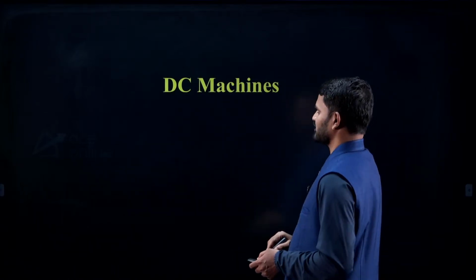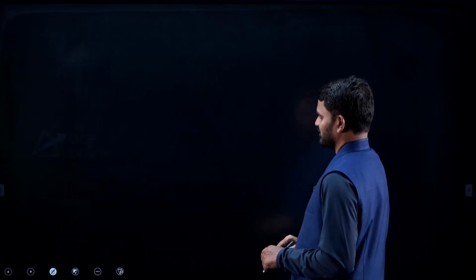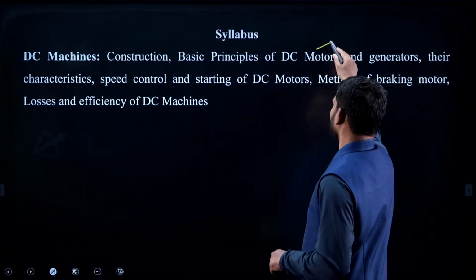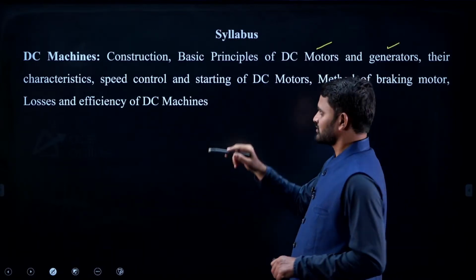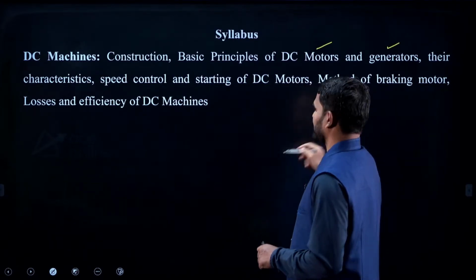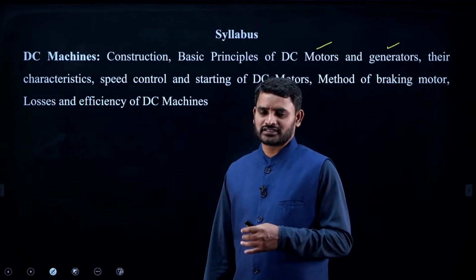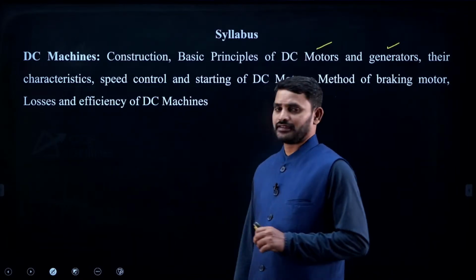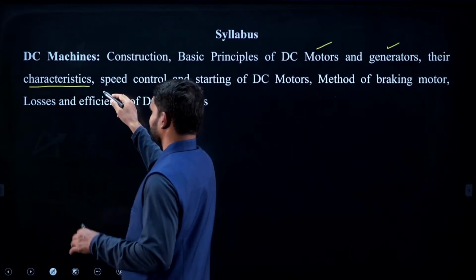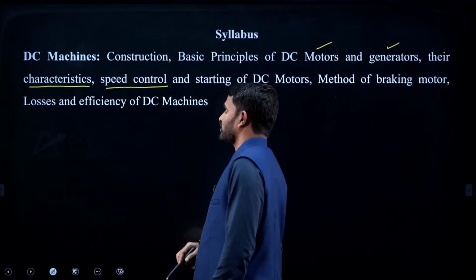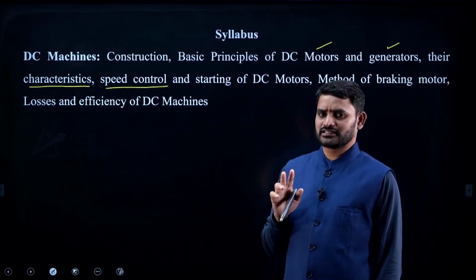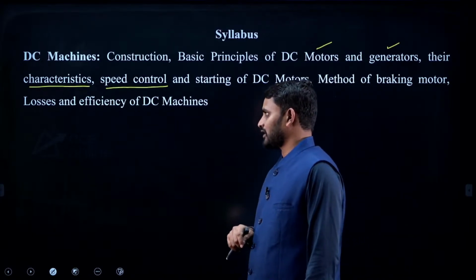The syllabus is mentioned like this: construction, principle of operation of both motor as well as generator and their characteristics, speed control of DC motors and starters for DC motors, methods of braking, and losses and efficiency of DC machines. But mostly they concentrate on characteristics, applications of DC machines and speed control of DC motors. Those are the two areas where you can definitely expect a question.